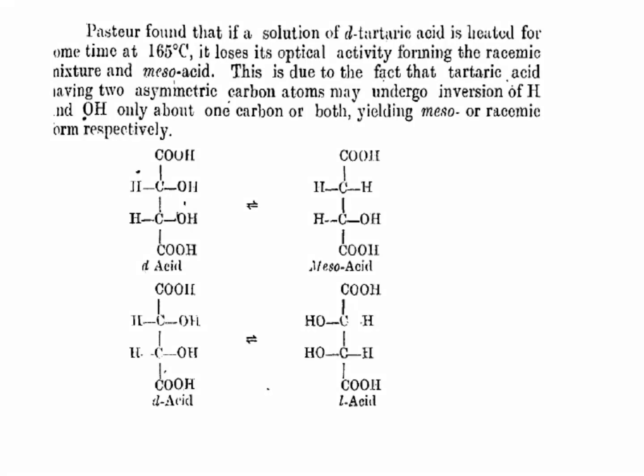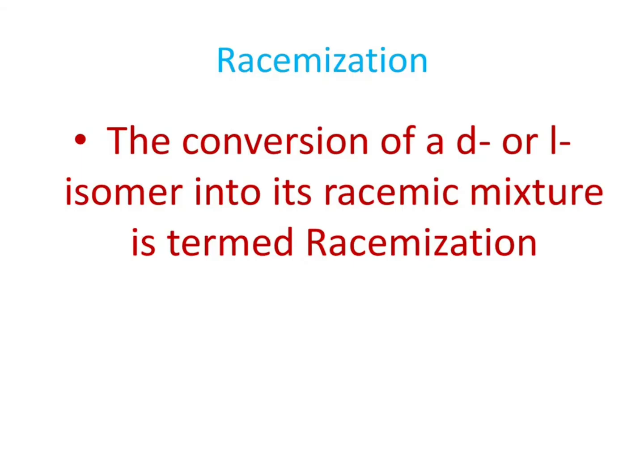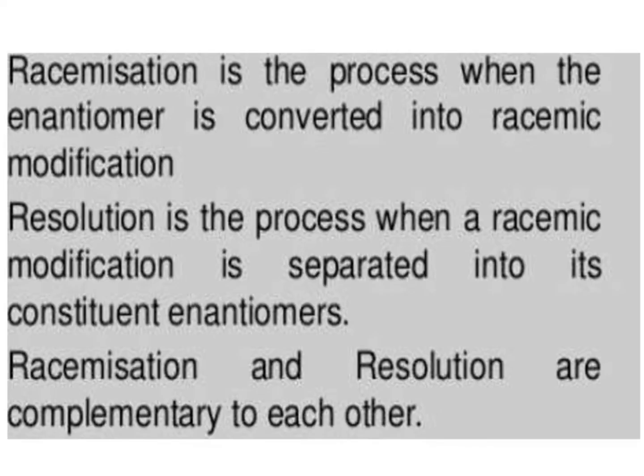Pasteur found that if a solution of D-tartaric acid is heated for some time at 165 degrees Celsius, it loses its optical activity, forming a racemic mixture and meso acid. This is due to the fact that tartaric acid, having two asymmetric carbon atoms, may undergo inversion of H and OH about only one carbon atom or both, yielding meso or racemic form respectively. Thus, we can say that the conversion of a D or L isomer into its racemic mixture is racemization.